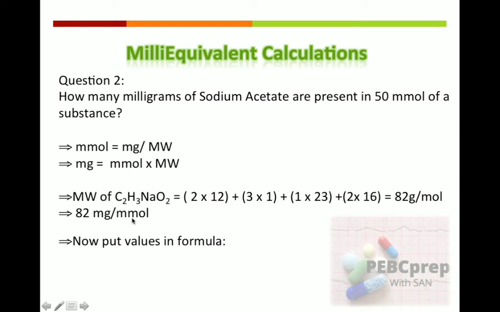Then we put all the values in the formula. We get 50 millimoles multiplied by 82 and we get 4100 milligrams.